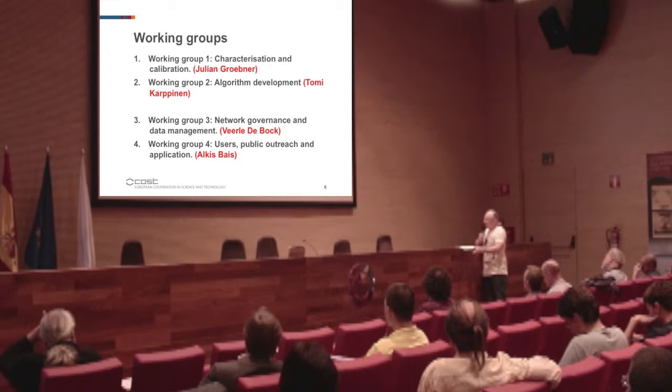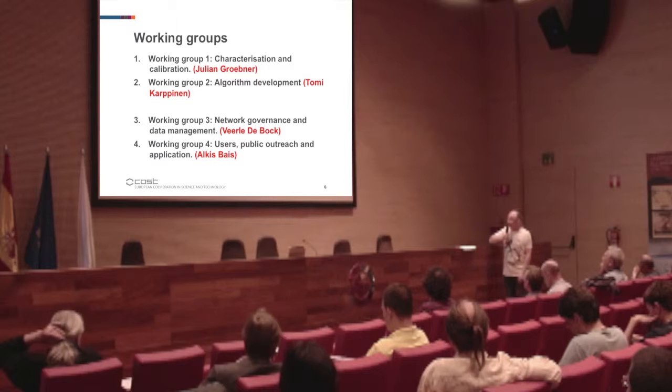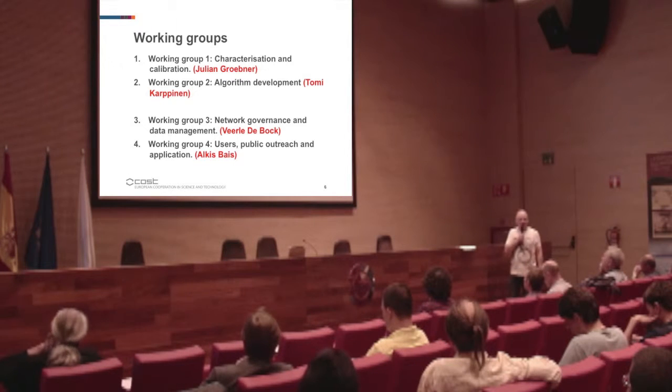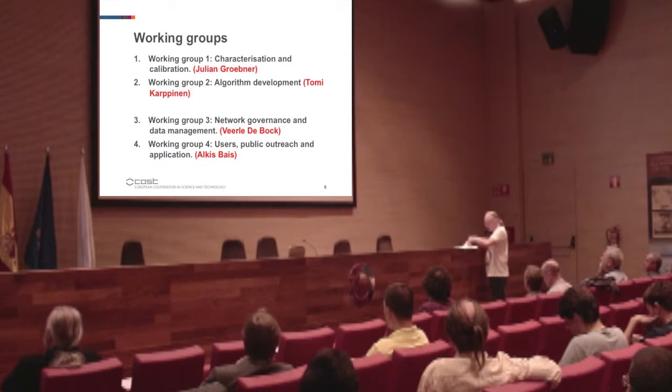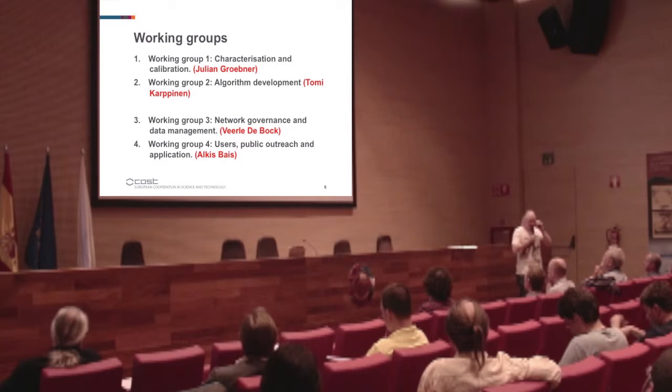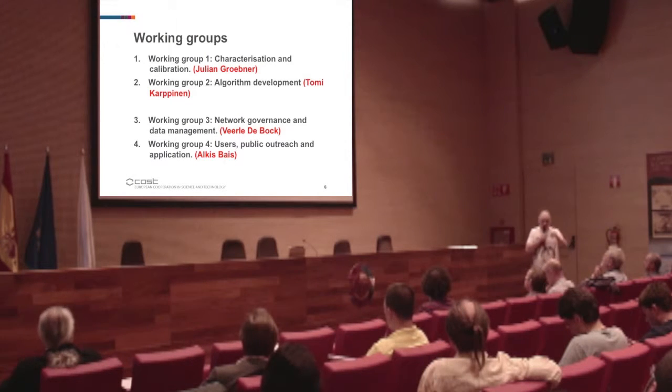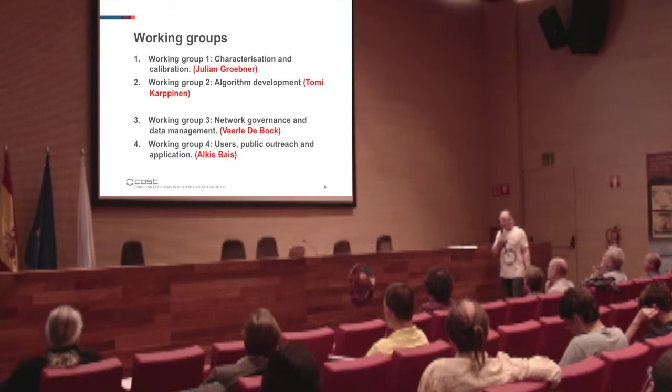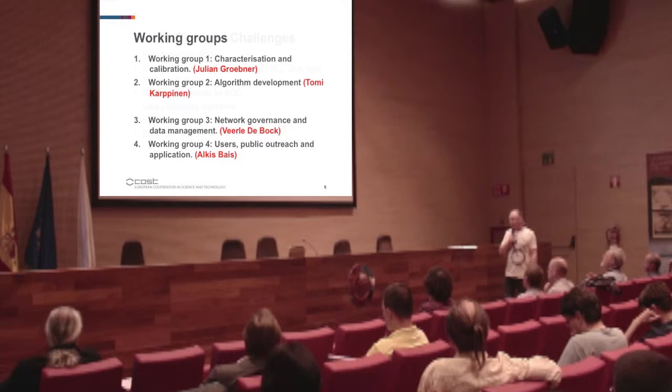Working Group 4 is basically the dissemination group, and that's led by Alkis Bais. And the idea for them is to work together with data end users to see what kind of formats they want, what kind of data they want, how they want it, how often they want it, how quickly they want it, and to feed that back into what we're doing with the database.